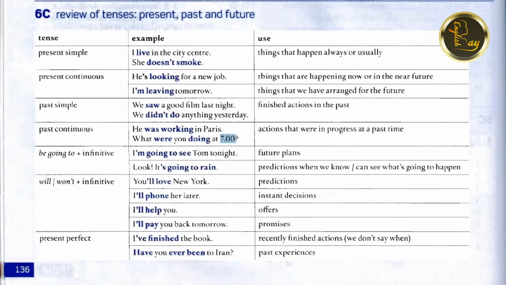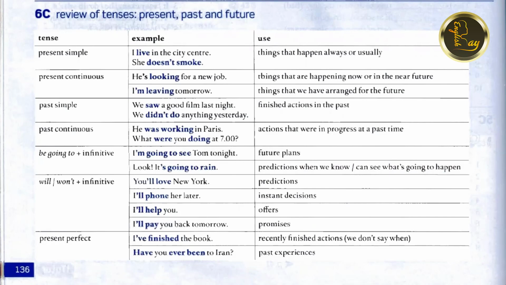I'm going to see Tom tonight. Look, it's going to rain. For the form of be going to, we talk about the future form, future plans. So, I'm going to see Tom. It's going to rain. For future plans, we use be going to. But this one is about prediction, when we can see what's going to happen. When you see the evidence, you can use be going to because it will almost happen in the upcoming future.